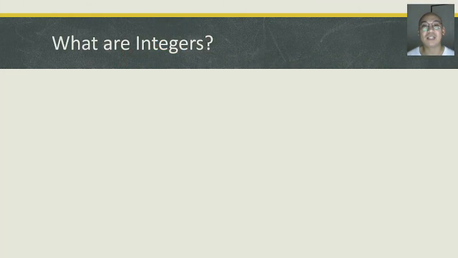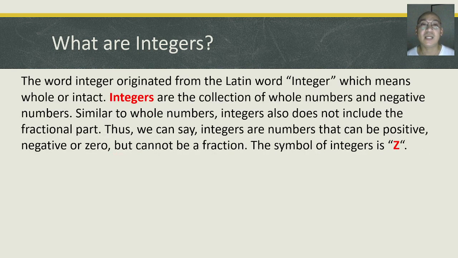So let's start the lesson with the definition of integers. The word integer originated from the Latin word integer, which means whole or intact. Integers are the collection of whole numbers and negative numbers. Similar to whole numbers, integers do not include the fractional part. Thus, we can say integers are numbers that can be positive, negative, or zero. And of course, this cannot be a fraction. Then we have this symbol for the integer, which is Z.